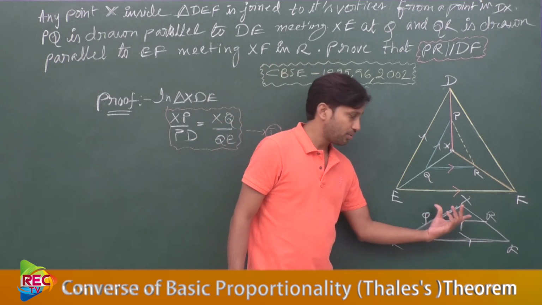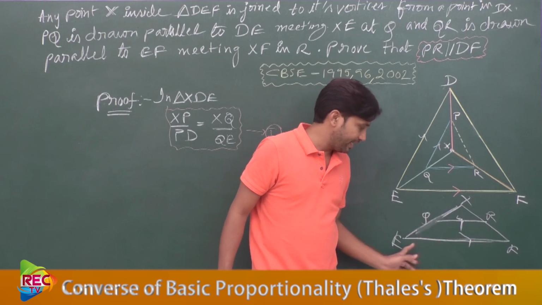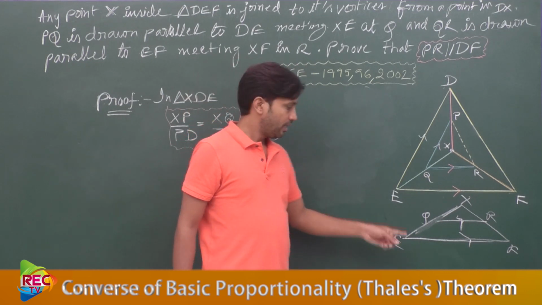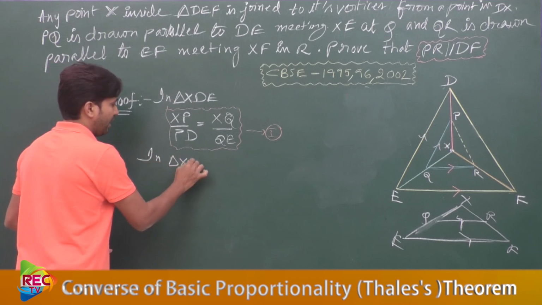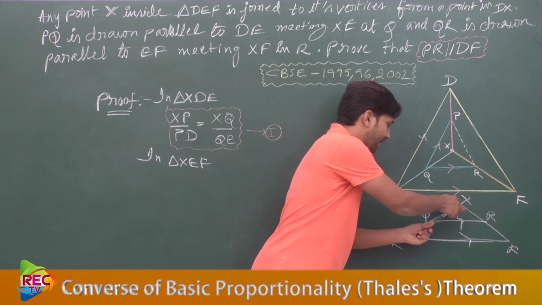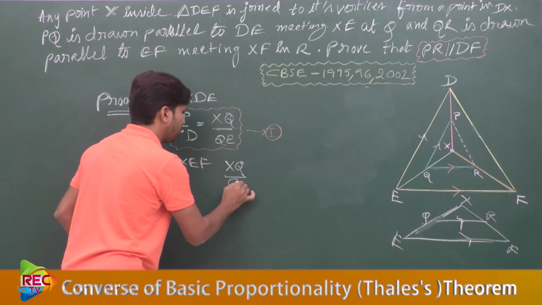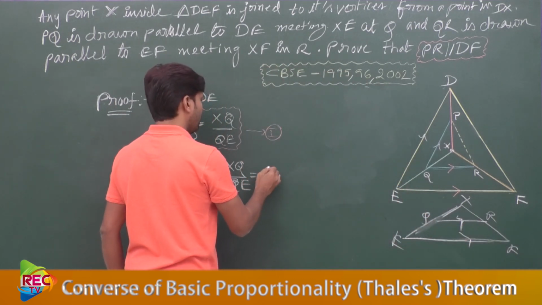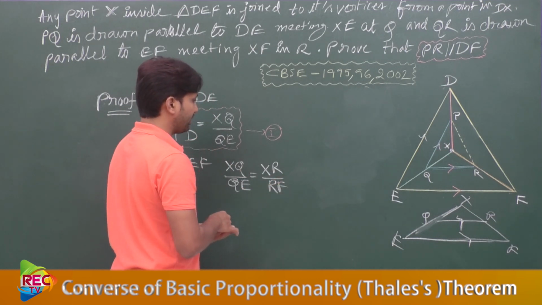What is the condition we obtained? Here QR, a line which is intersecting both XF and XE, is parallel to the side EF. So therefore there are favorable conditions to apply Thales theorem. And what can we apply from this? In triangle XEF, what can we say? Here, by the application of Thales theorem, XQ by QE equal to XR by RF. Okay, now let this condition be 2.